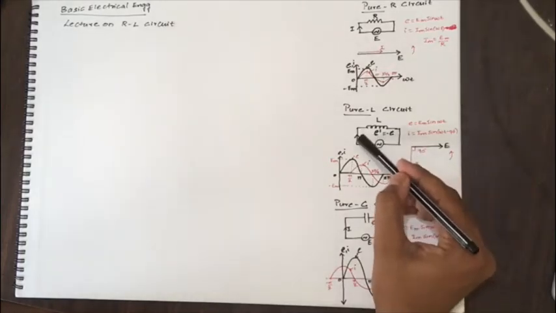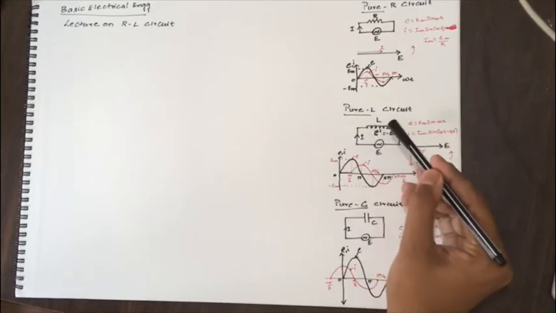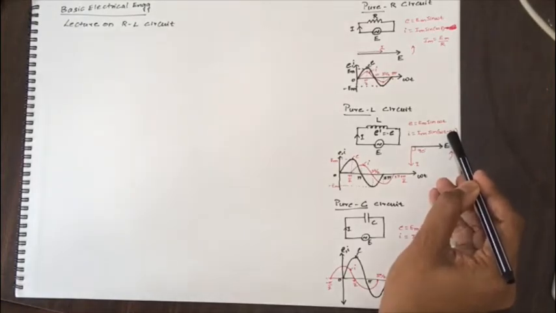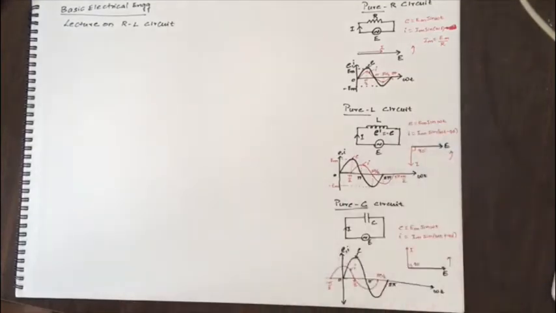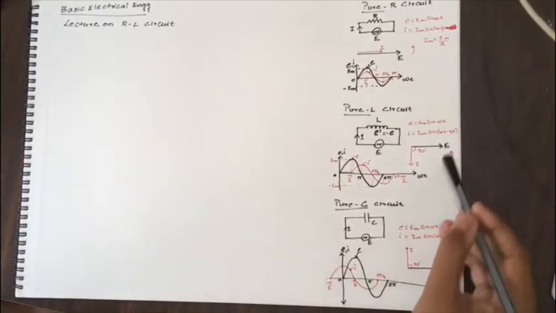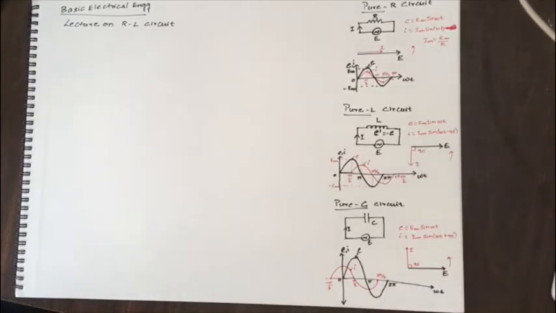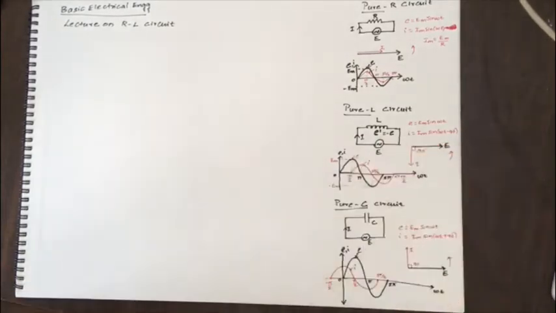So here the current I flowing through L will be lagging behind the voltage E by an angle of 90 degrees. This mathematically has already been proven, that the lagging angle of current in pure inductive element is 90 degrees. Therefore here the phase difference between voltage E and I is minus 90 degrees, and the minus indicates the lagging nature of the quantity.